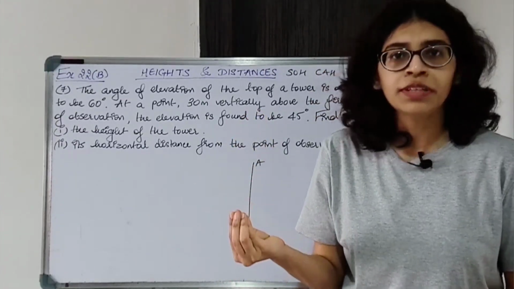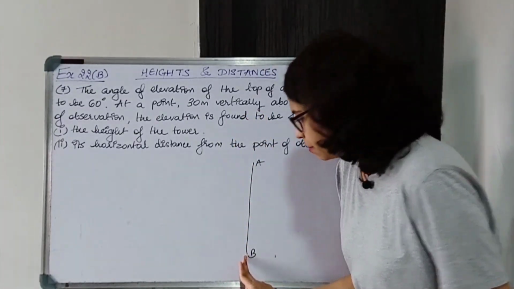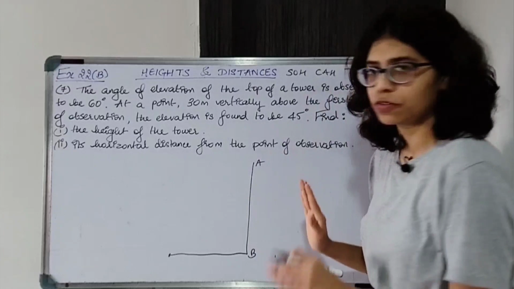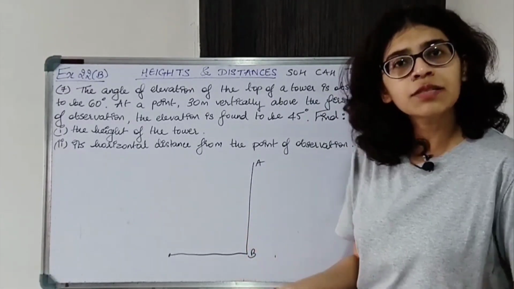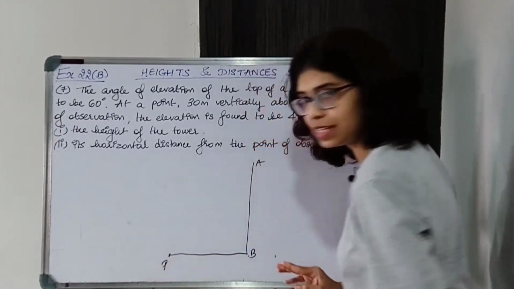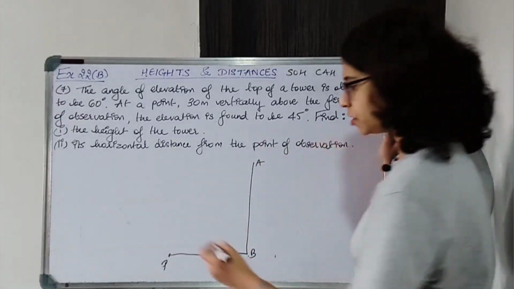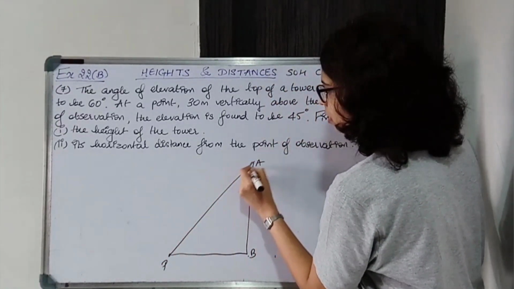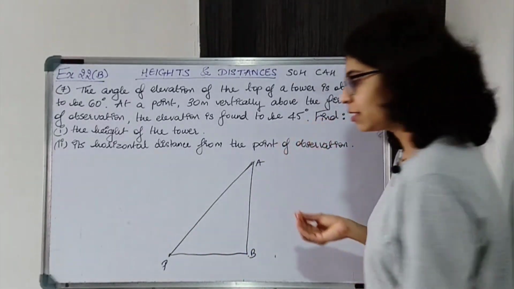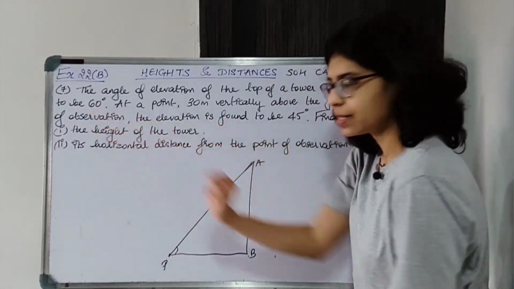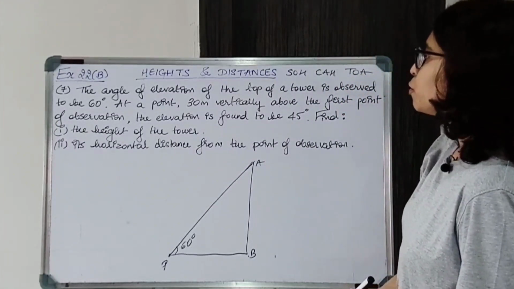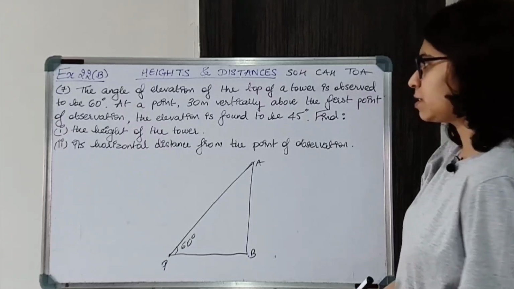So what we are going to assume is that from the foot of the tower, at some distance, you are observing the top of the tower. Since nothing is mentioned, from the foot of the tower you consider some point, let's say P, and you observe the top of the tower. This will be the line of sight. The angle between the line of sight and the horizontal is the angle of elevation. What is the angle of elevation given? It is 60 degrees. At a point 30 meters vertically above the first point of observation, the elevation is found to be 45 degrees.